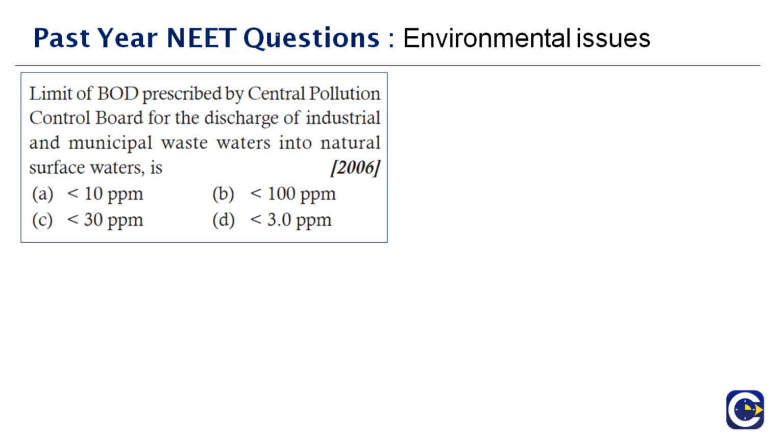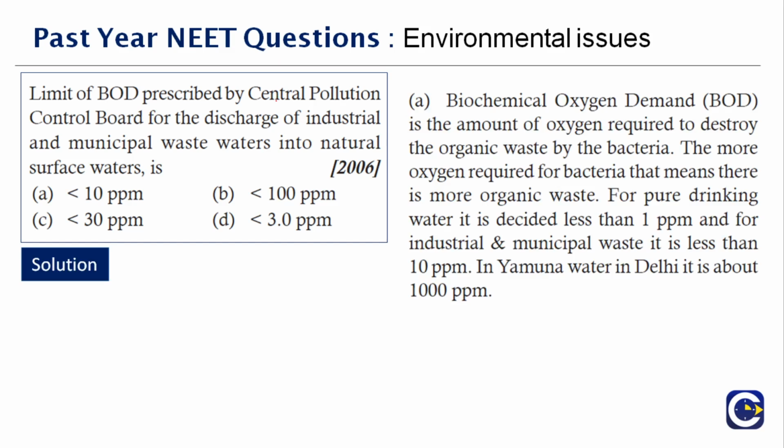Next question here. Limit of BOD prescribed by the Central Pollution Control Board for the discharge of industrial and municipal wastewaters into natural surface water is dash. Now I'm going to show you an explanation for this. There you have the answer. See, the CPCB has a standard value, and beyond that they call it as polluted. It can be water, it can be air.